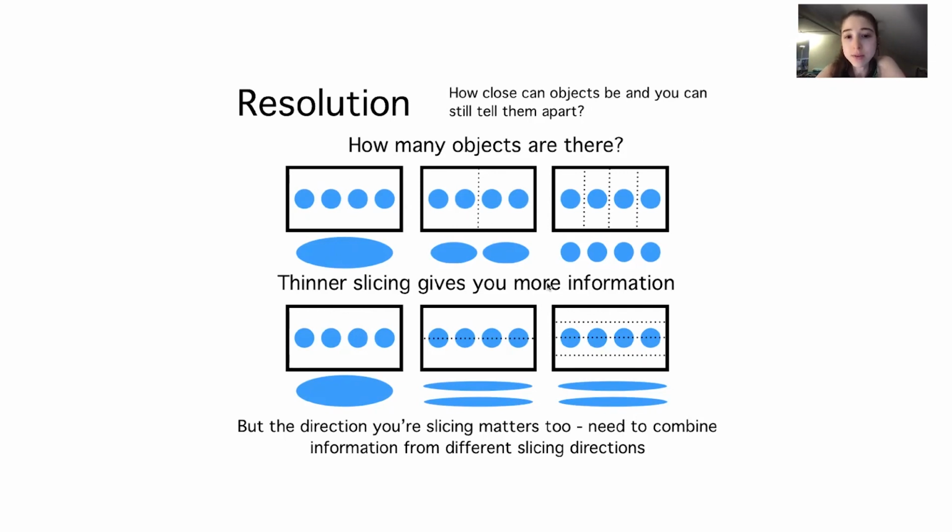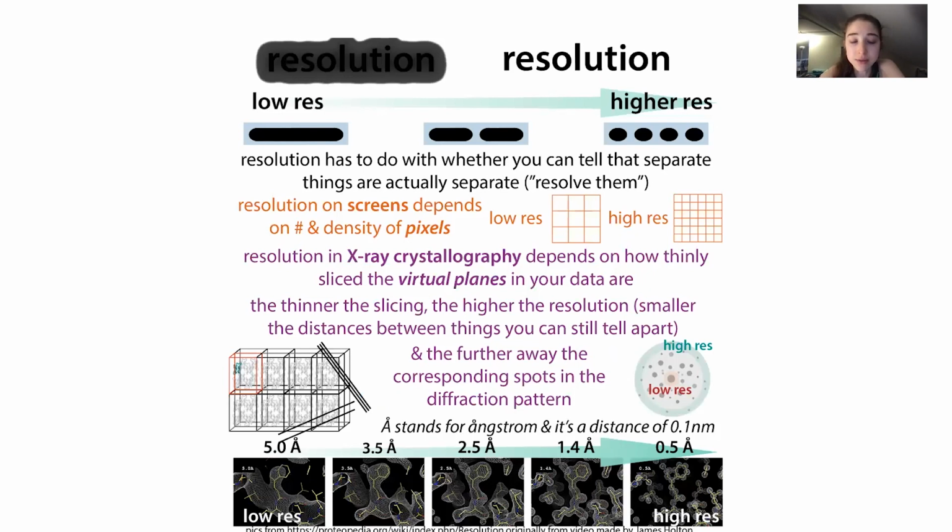If you were to slice these in different ways and see whether you can tell them apart, the thinner the slicing is, the more information you're going to get. You're basically averaging what's in each of these different parts, and if you slice them into more parts, you're going to be able to tell better what's where. Of course, the direction you're slicing is going to matter too, so you're going to have to combine information from different slicing directions. And this is what we do in X-ray crystallography.